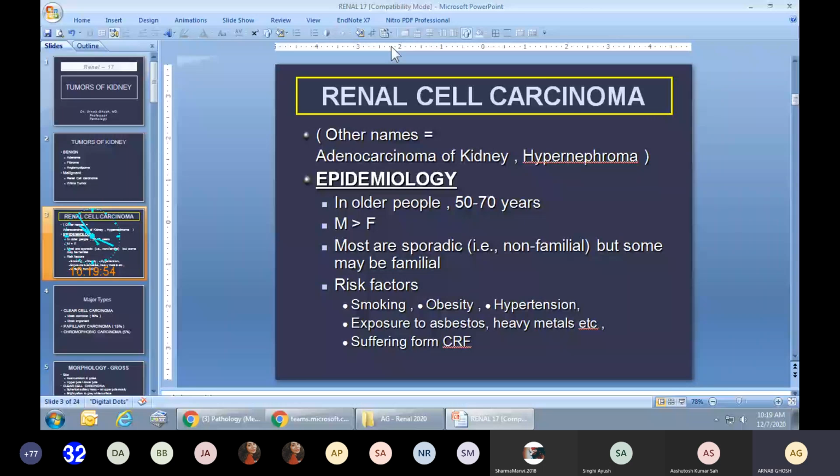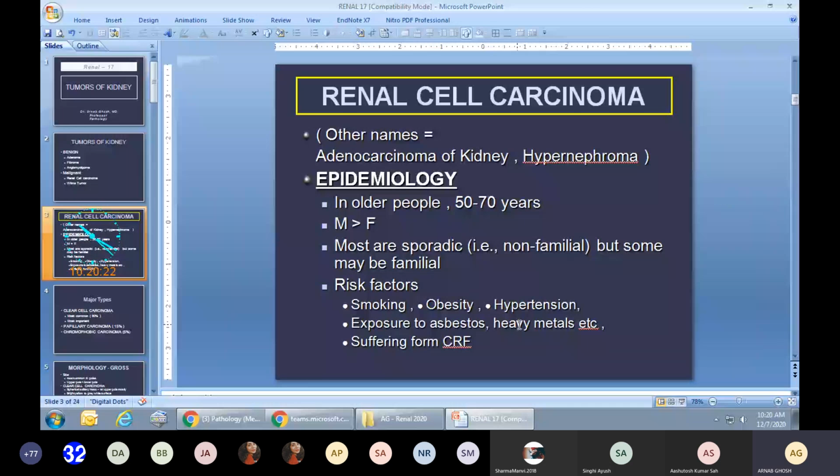And there is another name, hypernephroma, and this is somewhat of a misnomer and should not be used. It was an old term, and still you should know it. Sometimes in viva somebody may ask what is hypernephroma and why it is called hypernephroma. That I'll come to later on. Okay, now we will come to the epidemiology.